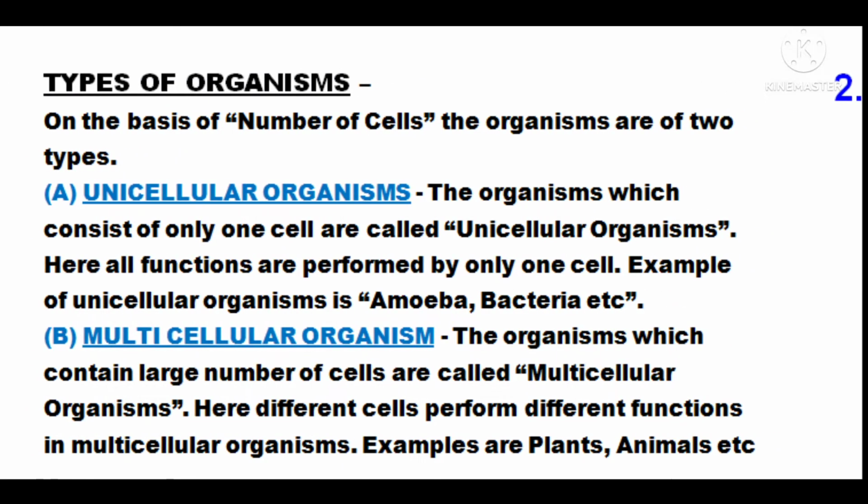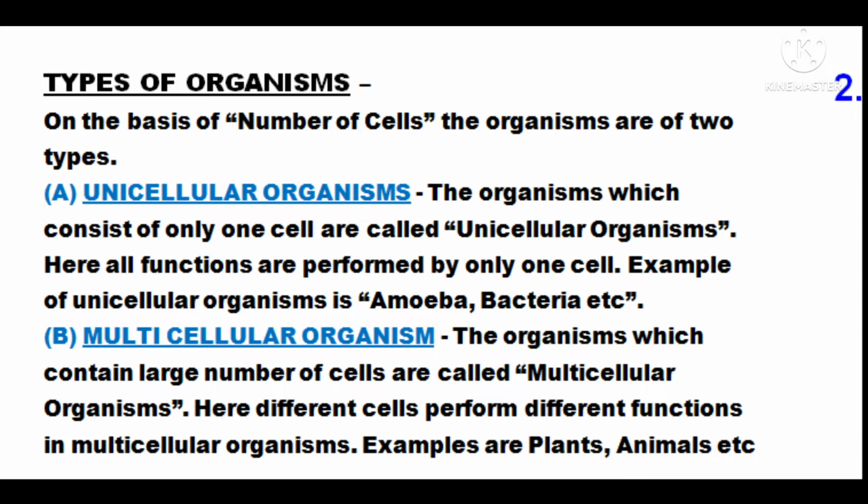Types of organisms. On the basis of number of cells, the organisms are of two types. A. Unicellular organisms. The organisms which consist of only one cell are called unicellular organisms. Here all functions are performed by only one cell. Examples of unicellular organisms are amoeba, bacteria, etc.